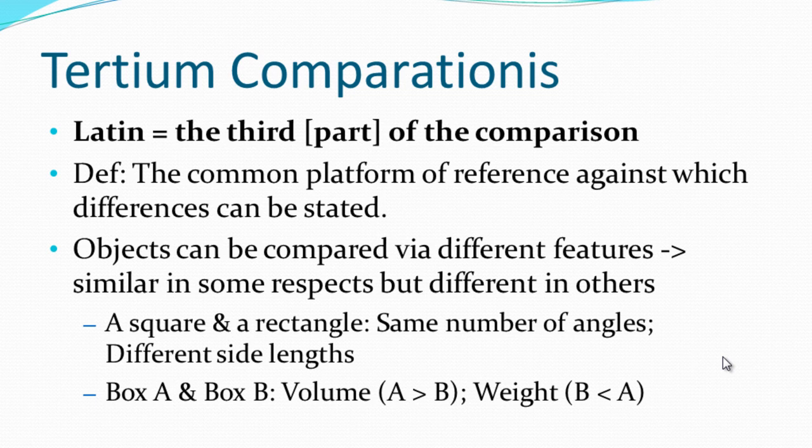So when I ask you to compare Hanoi and Saigon, what can be the TC? Population, area, what else? The weather, what else? Pollution. Yeah, size of city. Pollution, transportation, yeah. Those are all the possible TCs for this comparison.